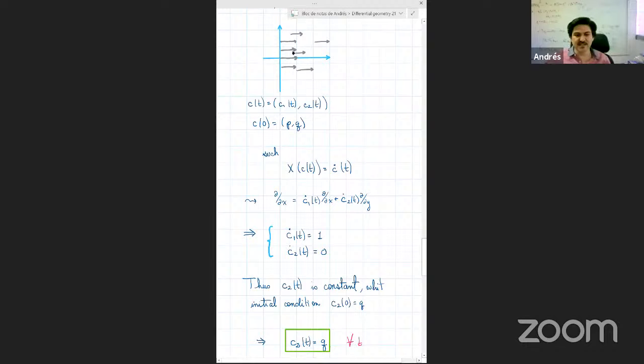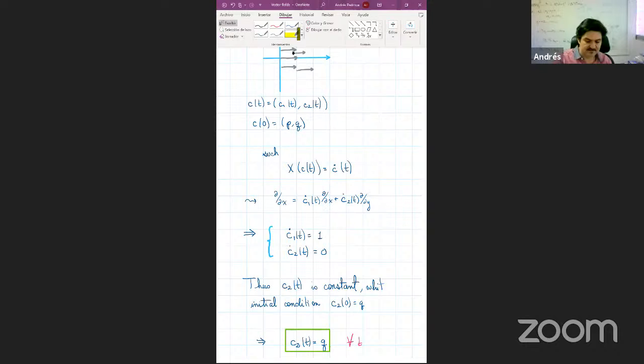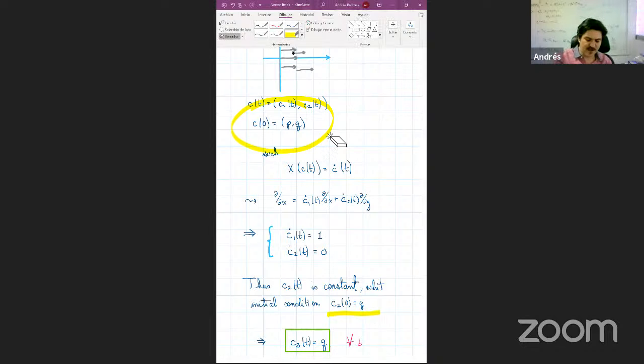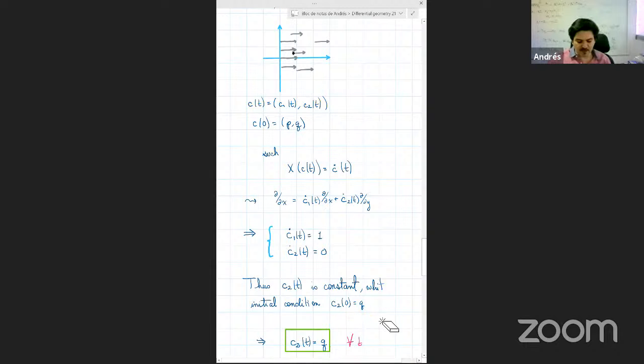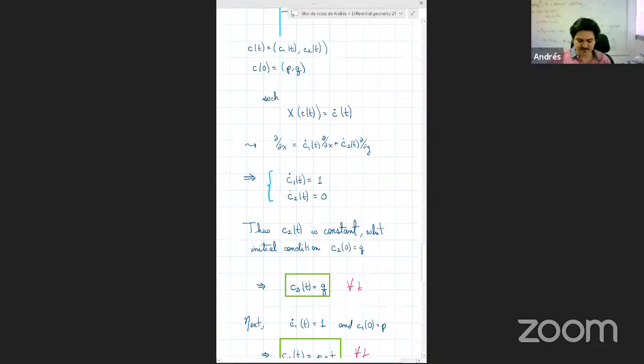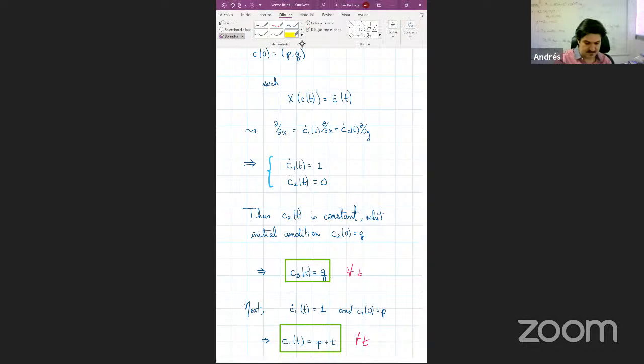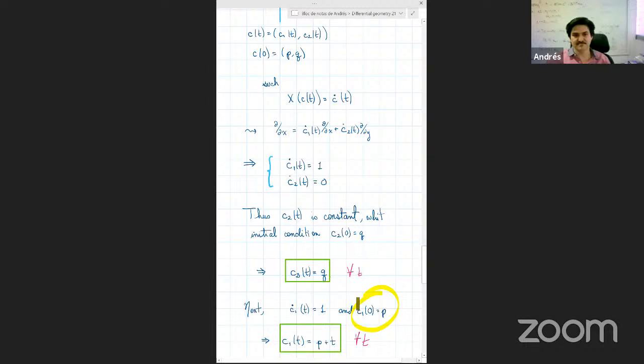The first one is very easy, you see, it has to be a constant, but remember that we have an initial condition. So we know what C2 is. Okay? That one is clear. Now, what about C1? Also, we have it here. That's what C1 is, because we have this initial condition right here.